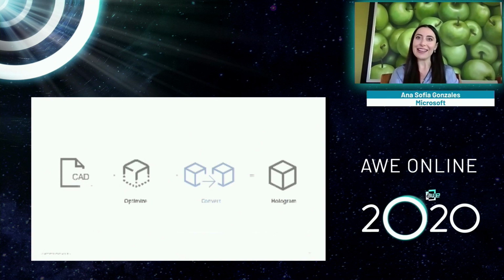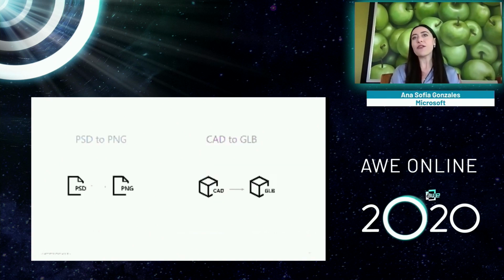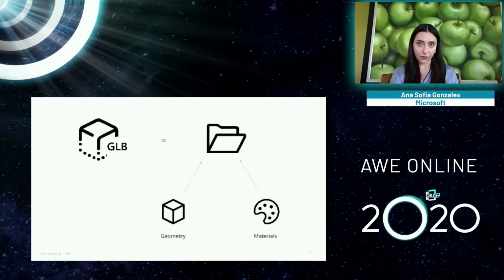And now the last step, convert. So just like in Photoshop, the output is an image, you have to have a PNG, right? Because you don't open the Photoshop file everywhere. Here it's the same with CAD to GLB. GLB actually is just one of the many standards there are for 3D models, but it's the one that in Microsoft we're trying to standardize.